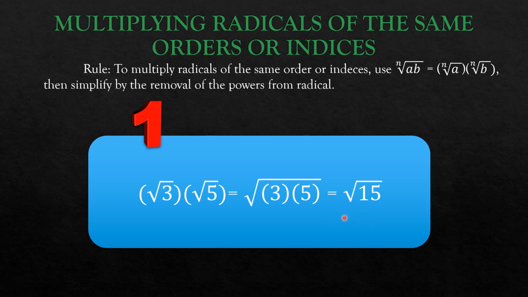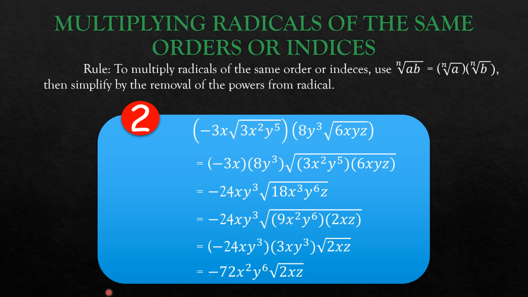Simplify if possible. Since 15 is not a perfect square, isip tayo if ever, meron ba siyang factors na perfect square. In this case, 15, wala siyang factor na perfect square. So, ang final answer natin is the square root of 15. So, the product of the square root of 3 and the square root of 5 is the square root of 15.